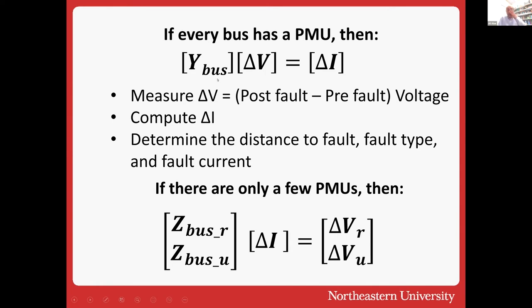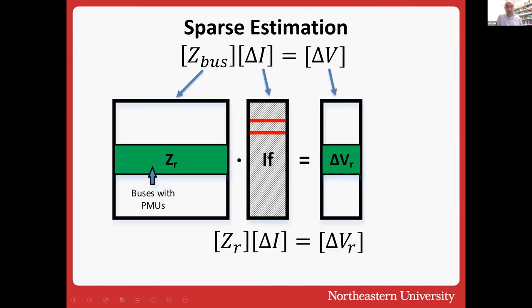So what we can do is take the inverse of the admittance matrix, which we call Z bus here, and rewrite this equation in the reverse order, and then assume that only a portion of the voltage buses have PMUs, so we only have access to a small percentage of these voltage difference measurements, and the rest of them we don't know. So that will partition the equation like this.